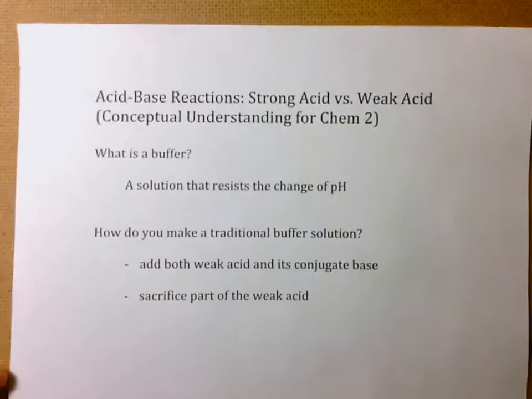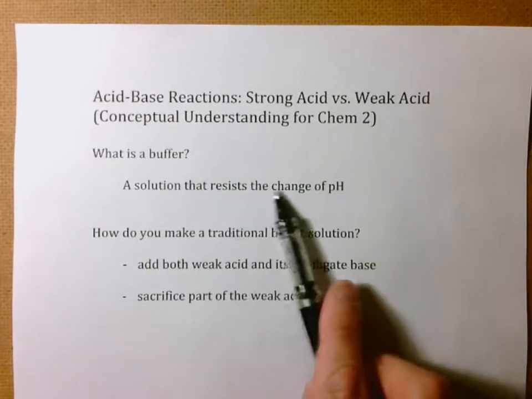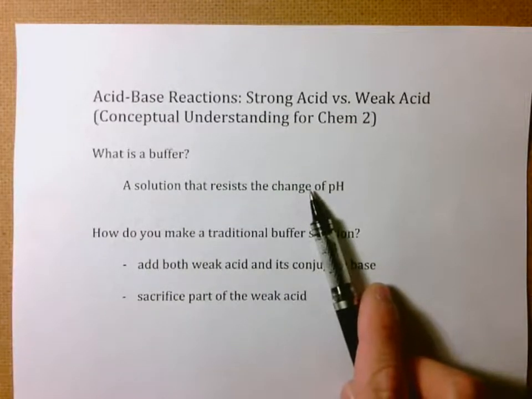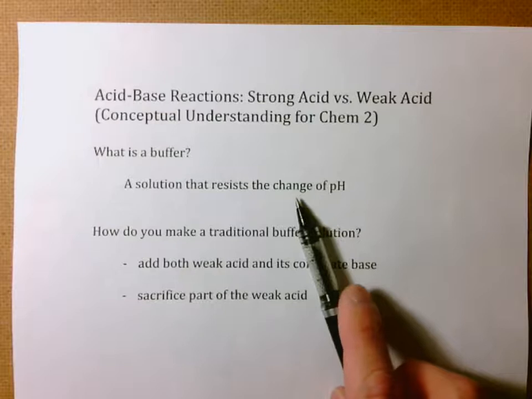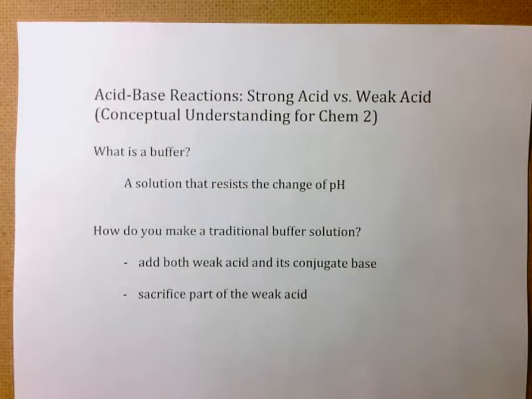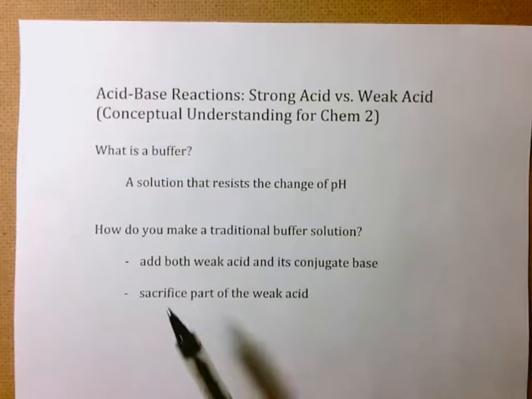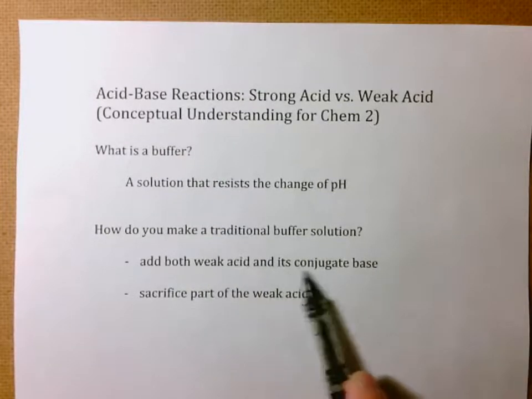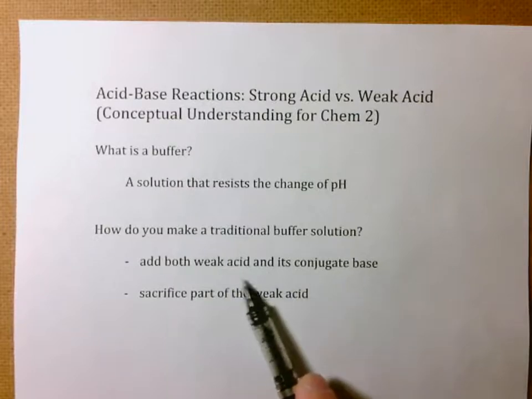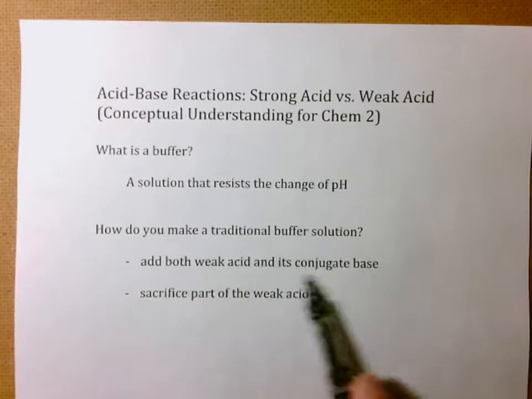So just to clarify a little bit of the terms we use, what is a buffer? A buffer is really a solution that resists the change of pH. So if you add some really strong acid or strong base into the solution, the pH would not change much. And that's very important, especially in biochemistry. Well, how do you make a traditional buffer solution? We use a weak acid and its conjugate base, or you can use a weak base and its conjugate acid. This is typically the definition you learn.